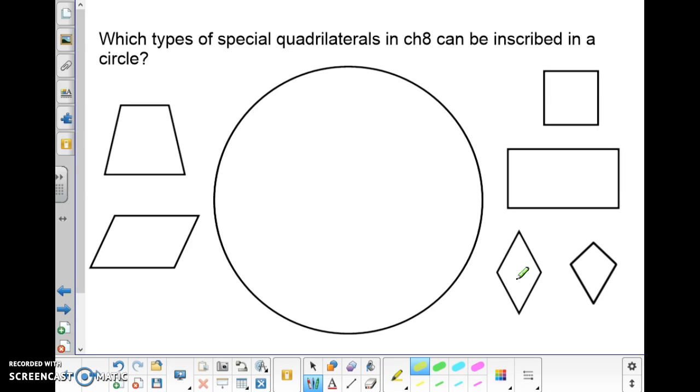So think about all of those different polygons and which ones are going to be able to be inscribed in a circle.